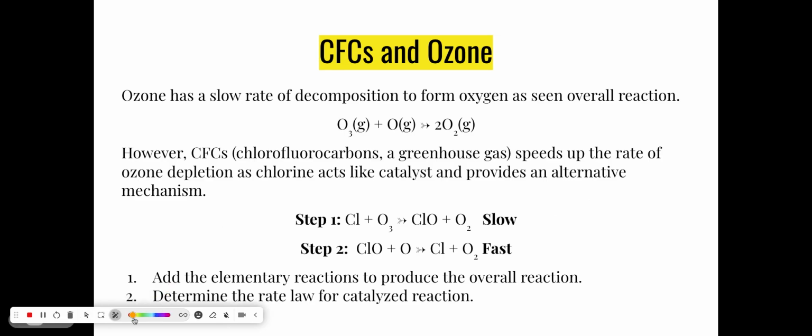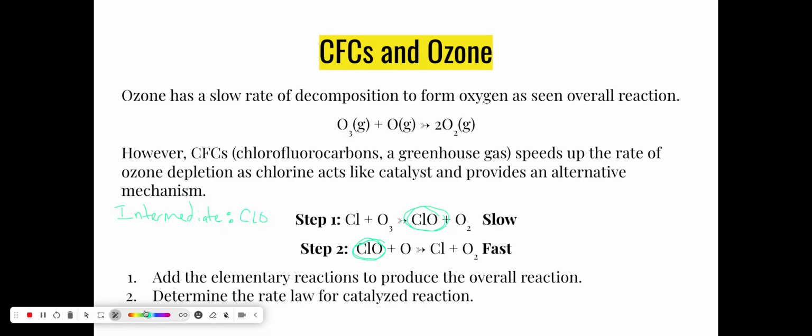Okay, so first thing I want to do, though, is go through and identify the reaction intermediate. So our reaction intermediate is ClO. And the reason why we know it's ClO, folks, is because ClO is first produced and then it is consumed. Okay? So our reaction intermediate for this chemical equation is ClO.